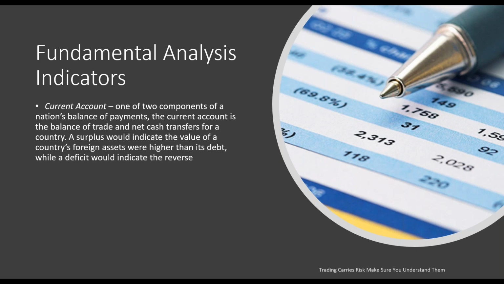Then we have current account. It's one of the two components of the nation's balance of payments. The current account is the balance of trade and the net cash transfers for a country. So if we go back to imports and exports and then roll over to current account, if you're importing stuff, you're paying with your currency into other currencies. In the old days, you were converting dollars into whatever currency you had to buy the asset for. And then with exports, you're using your dollars and converting it back. So it's a flow of money back and forth.